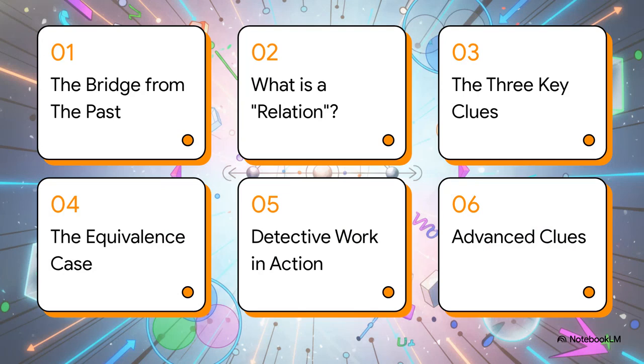All right, detectives, every good investigation needs a solid plan, right? So here's our roadmap. We're going to start by building a quick bridge from stuff you already know. Then we'll define our main suspect, the relation. After that, we'll learn the 3 key clues we need to look for. We'll solve the special equivalence case, and then we'll put all our new skills to the test with some real detective work and a few advanced takeaways.